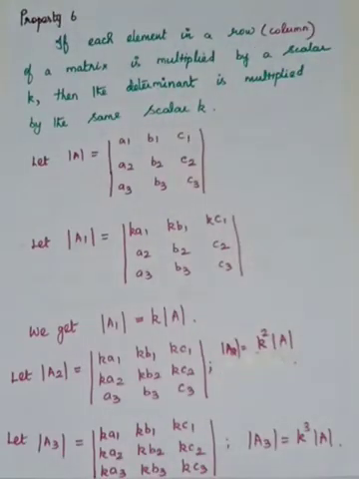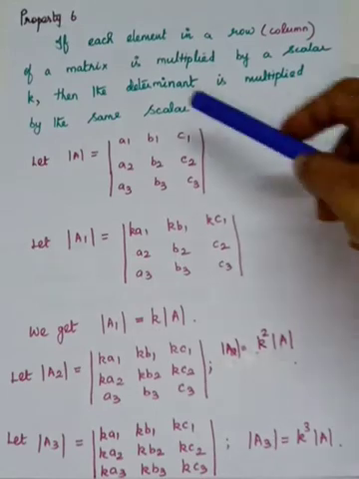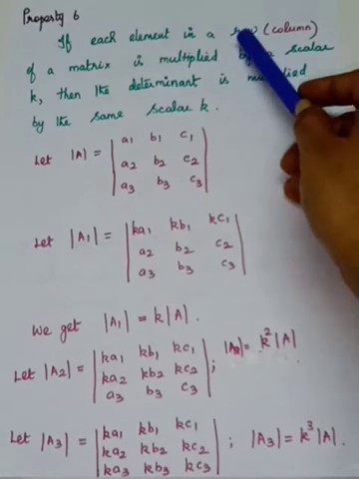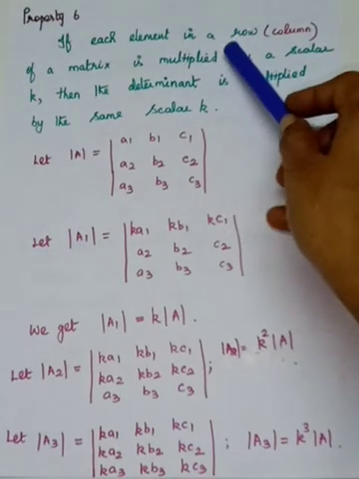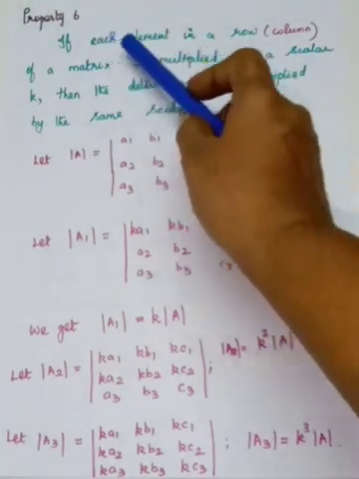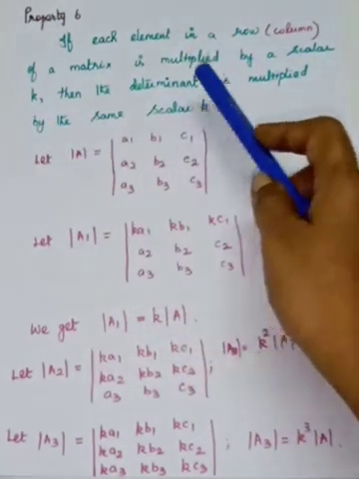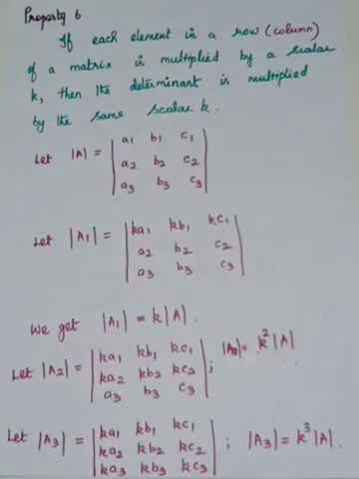And next one, property 6. You see that if each element in a row of a matrix is multiplied by a scalar k, then the determinant is multiplied by the same scalar k. You see that here, each element in a row. So we are considering only one row. In that row all the elements, that is each element, is multiplied by the scalar k. Then the determinant value is also multiplied by the same scalar k.